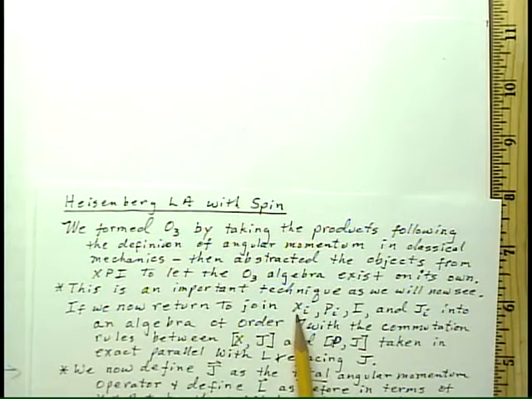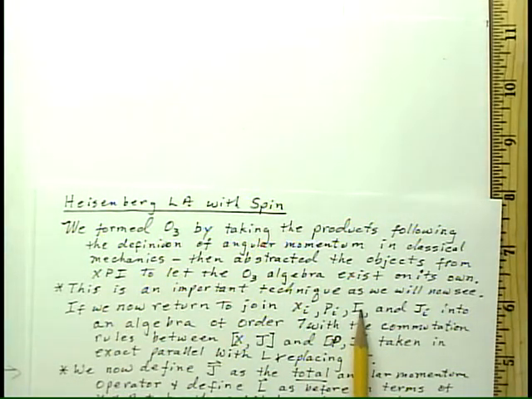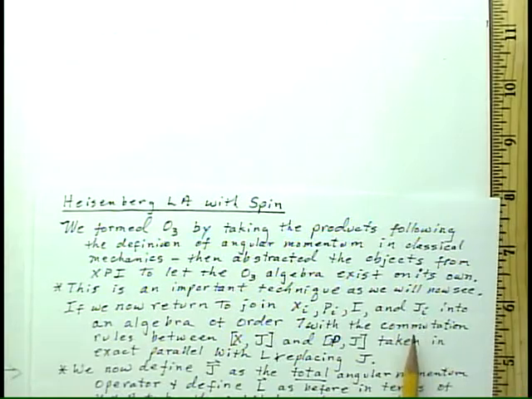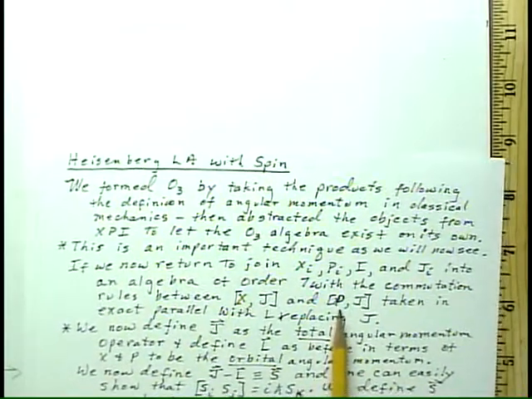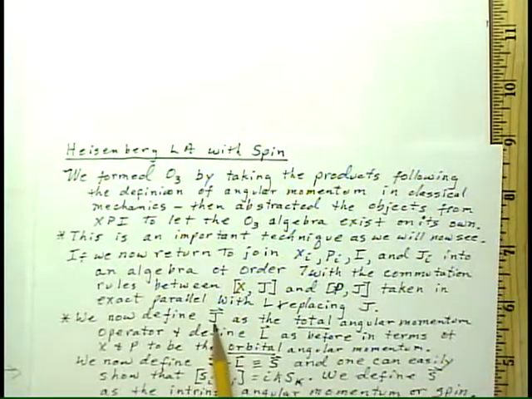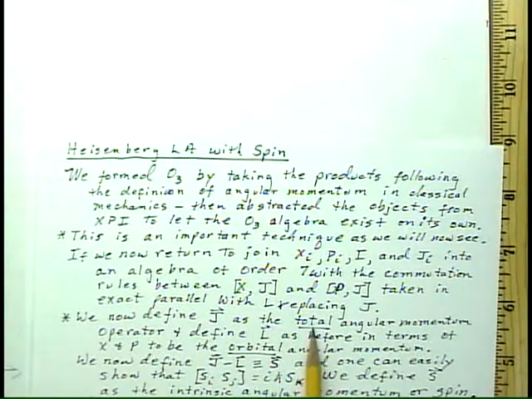We know what the commutation rules are between the X, the P, and the I. And we know what they are of all of these objects with the L's. We now replace the L in these commutators and the L commutator with themselves with the symbol J and say, let J represent angular momentum in a more general sense. And when we do that, we get a larger algebra. So we define this J that has those commutation rules as the total angular momentum operator. And we define L as before in terms of the X and P to be the orbital part of that angular momentum.